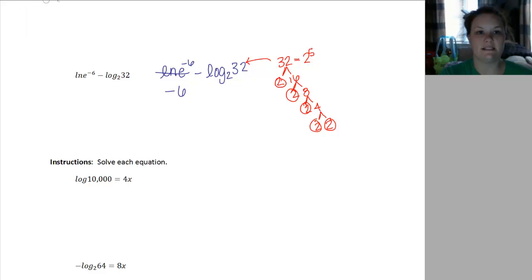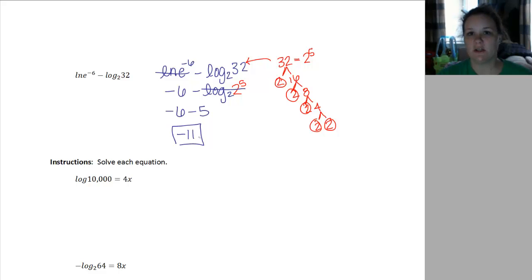So I'm going to go ahead and simplify this one by writing this as log base 2 of 2 to the 5th power. Okay. So now that I have log base 2 and exponential base 2, those will cancel, and I'm left with -6 minus the 5 from my exponent, which gives me -11. Okay. So on all of these, notice we just had one expression or 2 terms, and we're just simplifying.